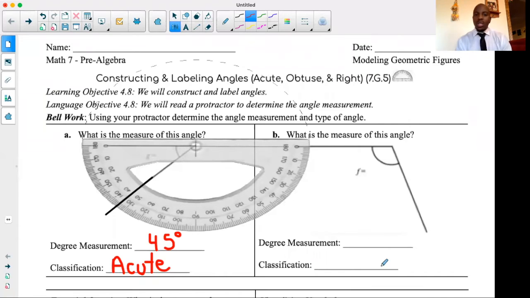So let's finish the second bell work problem, which once again, you need to use your protractor to calculate the exact angle and then classify it. If you want to classify it first, that's fine. I can tell you right now by looking at the classification, this looks like it's an obtuse angle. I'm going to write obtuse here. And then if it's not obtuse, we'll change it, but it does look like it's an obtuse angle. So let's put obtuse here, okay?